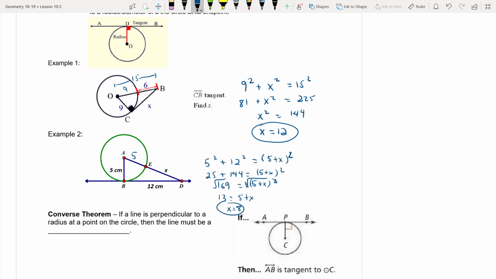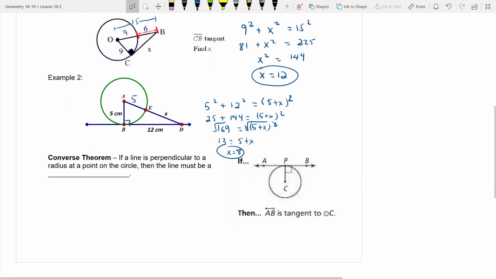Alright, welcome back in. So as you can see here, I set up my 5 squared plus 12 squared for my 2 legs of my right triangle. And then my hypotenuse was 5 plus x. I did not square that, mainly because I'm eventually going to work backwards and take my square root. If we look closely, I did square 5 and 12, and I got 25 and 144, and that gave me 169 as my total. And then when I took the square root of that, I got 13, and the square root cancels out that squared term. So I was just left with 5 plus x on the right. And when I subtracted 5, I got 8 for x.